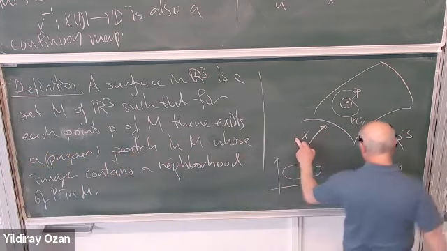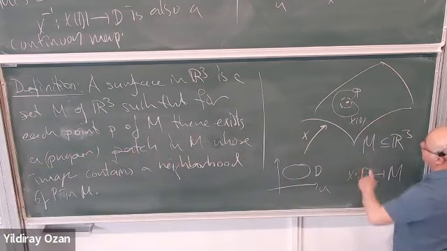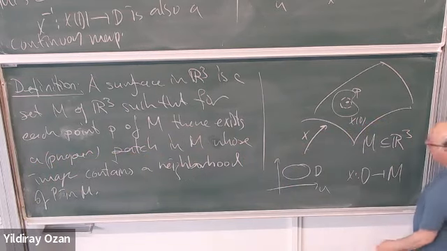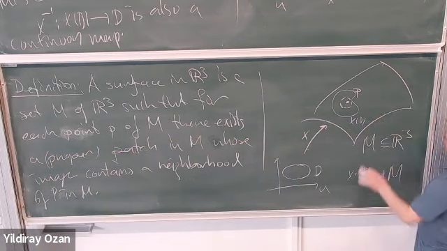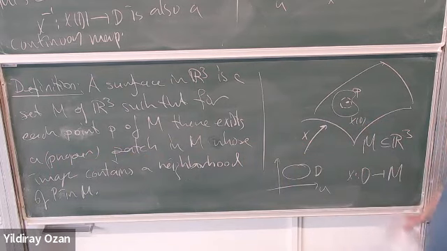A differentiable function, so that its derivative is always one-to-one at all points, and moreover, it's a homeomorphism onto its image.